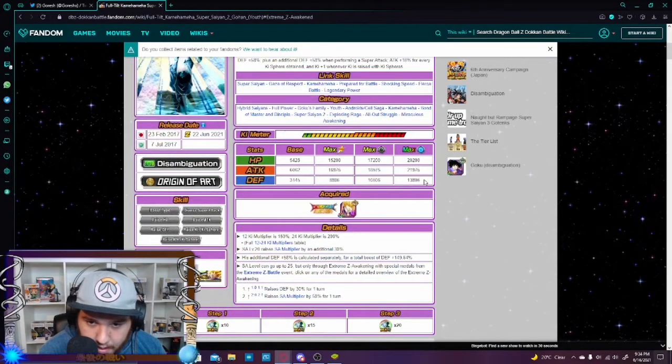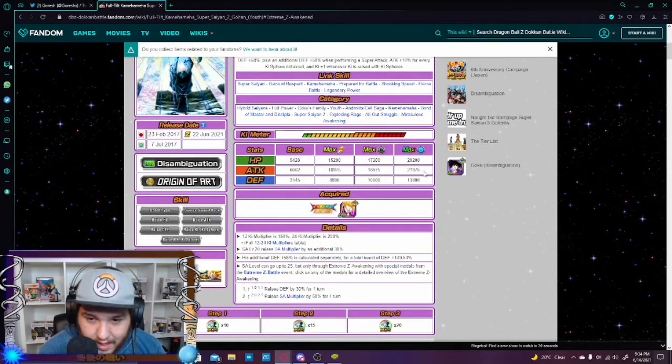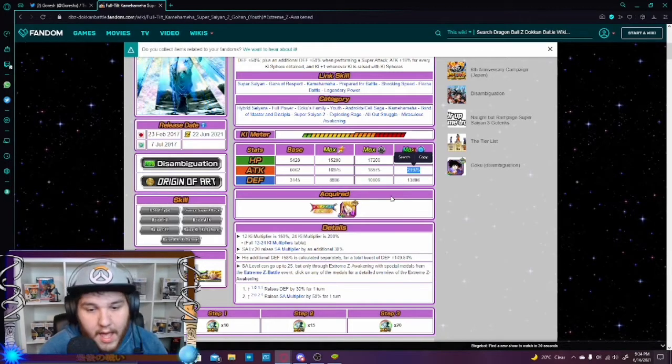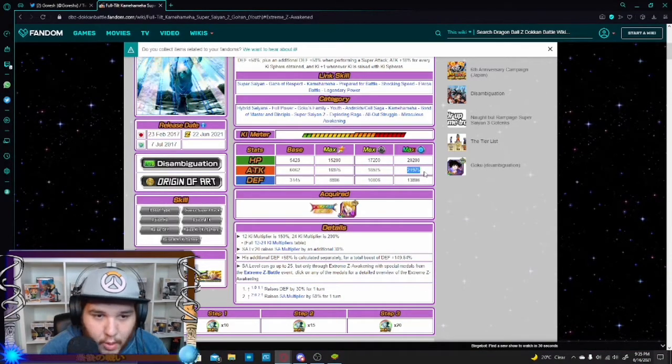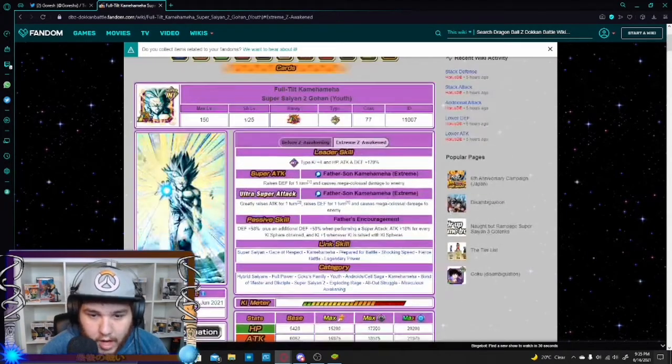Okay. Look at his stats. 20k, 21k of attack. It's insane. This unit always has been with one of the highest attacks ever. He was the highest attack ever for a while when he dropped.